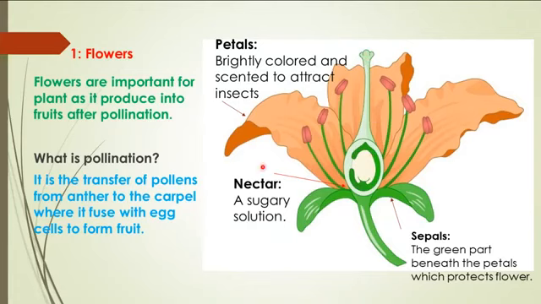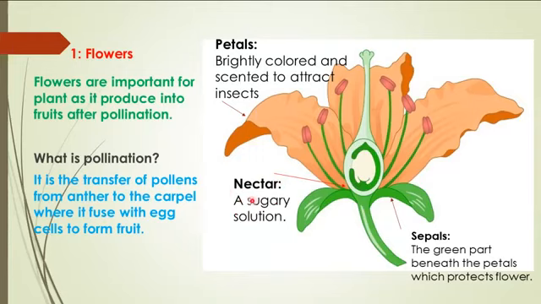Flowers also have petals. Petals are brightly colored and have scents to attract insects. The scent is sweet while the petals are of different colors like purple, red, yellow, white, and many more.